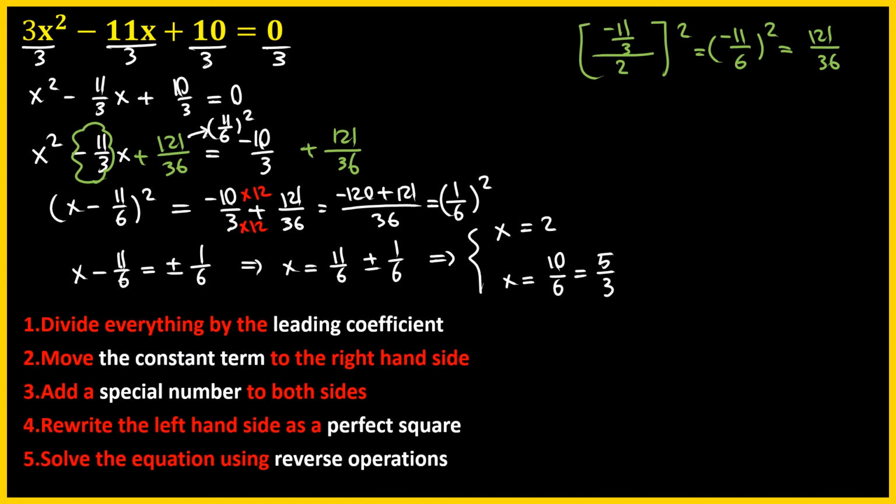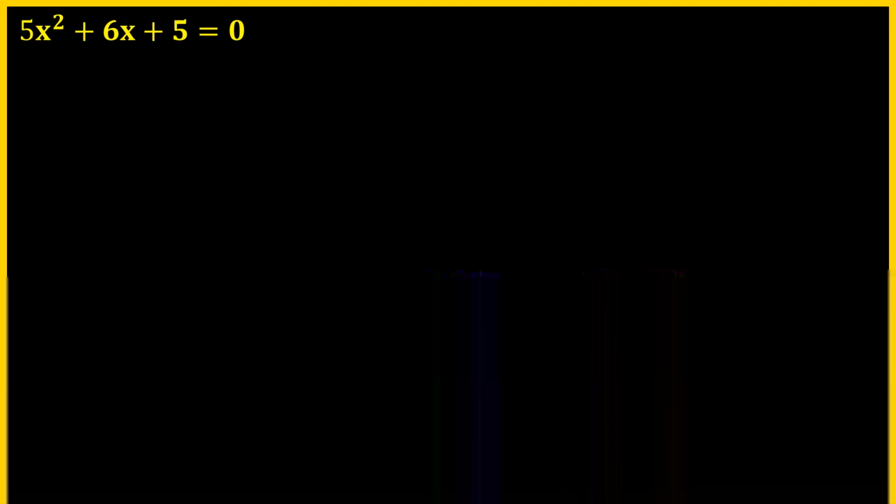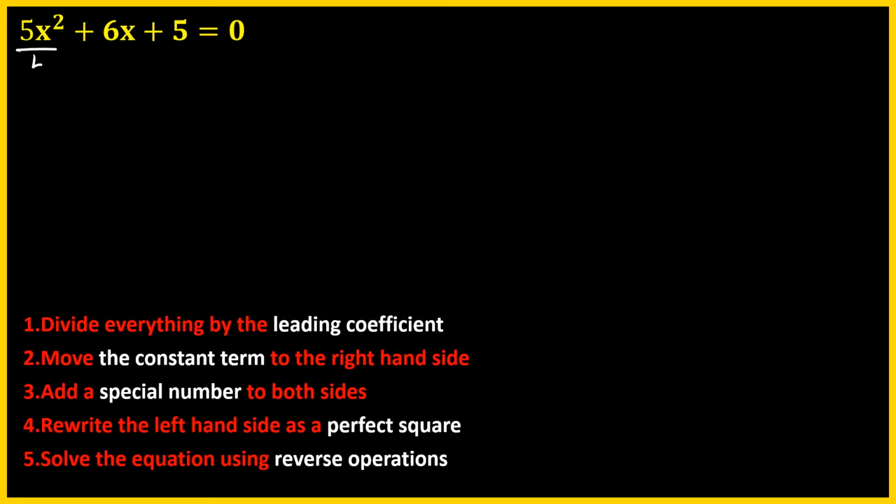So again, we use the completing the square strategy using these 5 steps, and we solved for x. Now let's go ahead and take a look at the third example that has complex solutions. The third one is 5x squared plus 6x plus 5 equals 0. Again, we're going to first divide everything by 5, the leading coefficient. So we get x squared plus 6 over 5 times x plus 1 equals 0.